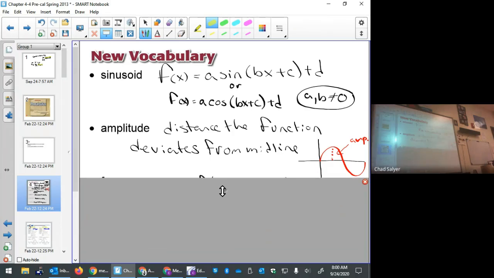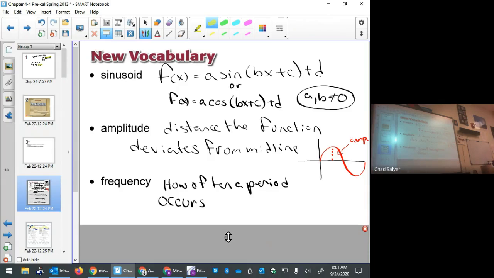So the amplitude is the distance a function deviates from its midline. So if you have a periodic function, in other words, a function that repeats, how far it goes away from its midline is called the amplitude. You notice I've given you a handy graph here.